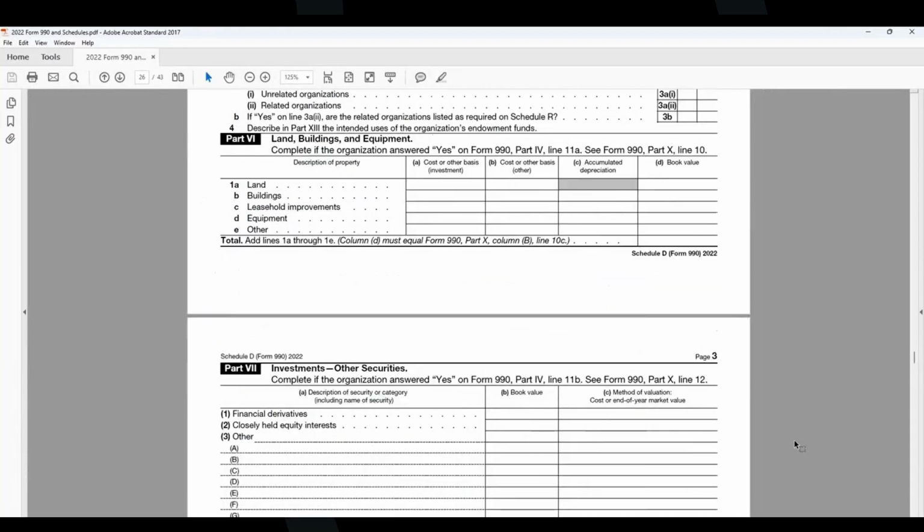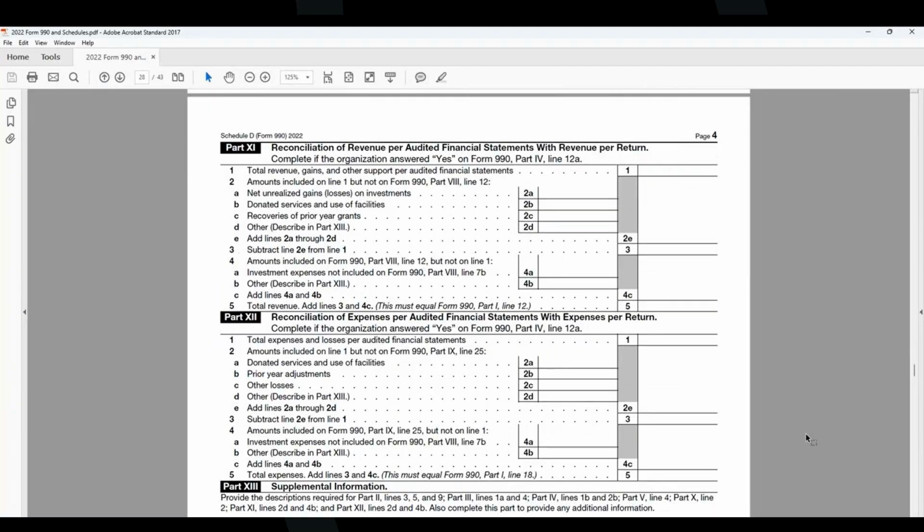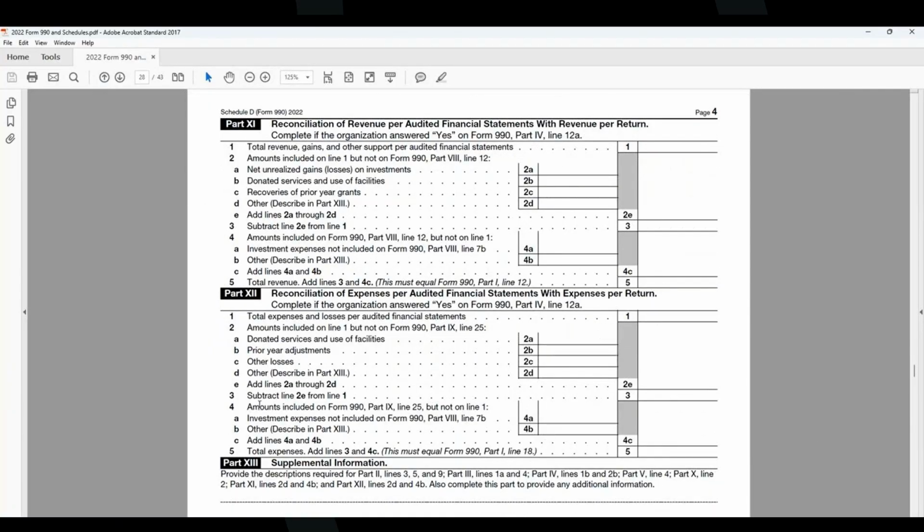If we go over to the form, that is this section here. Some common differences would be net unrealized gains and losses on investments, donated services and use of facilities. While those would be included in revenue on the audited financial statements, those would be excluded in revenue for the Form 990. And similarly with expenses, donated services and use of facilities would be included in expenses for the audited financial statements, but not included for the Form 990.